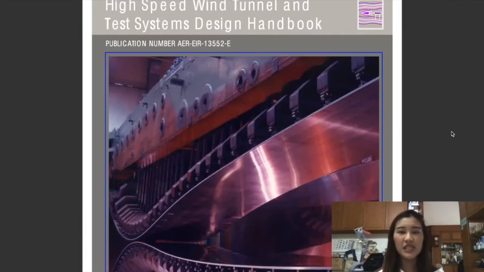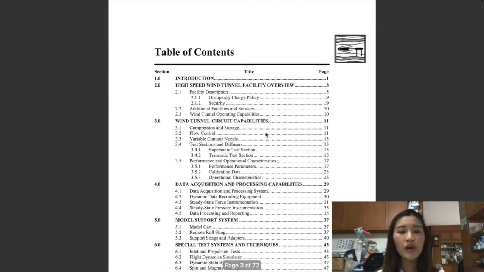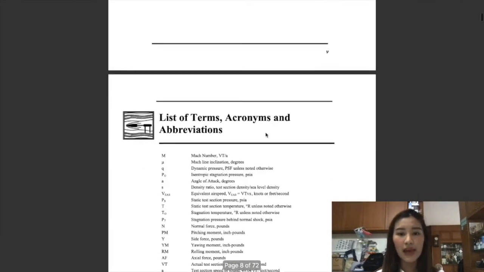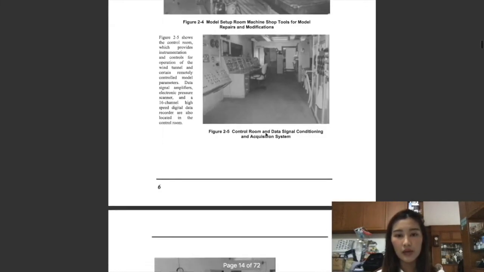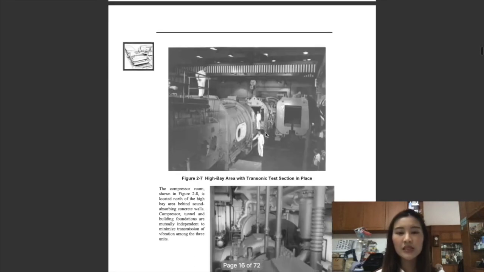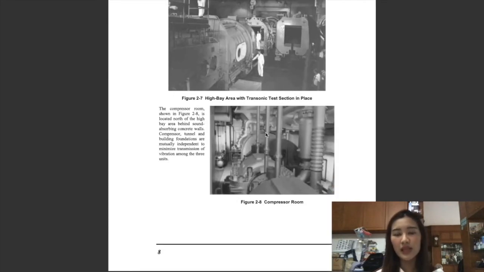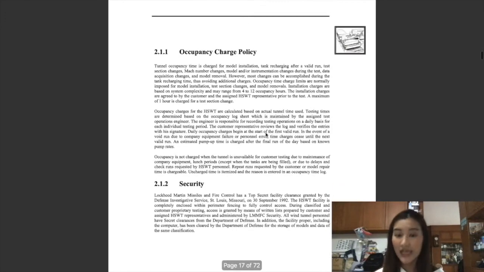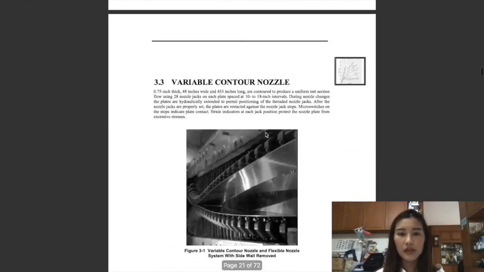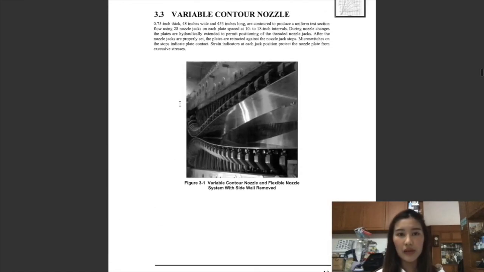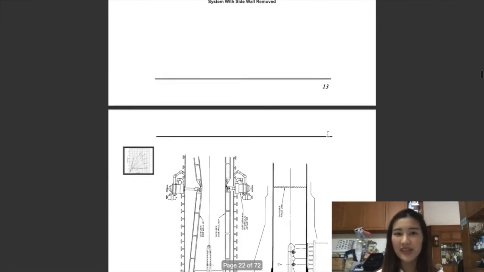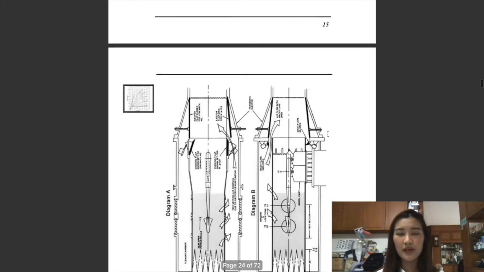Here I would also like to mention another minor source that we looked into. It is called the High-Speed Wind Tunnel and Test System Design Handbook, written by Lockheed Martin. It is more of an engineering manual of how a high-speed wind tunnel is built for commercial purposes. So in the end we didn't use this source that much because the scale is quite different, but it is a good handbook to study and see how wind tunnels are actually made by a top company in the world.